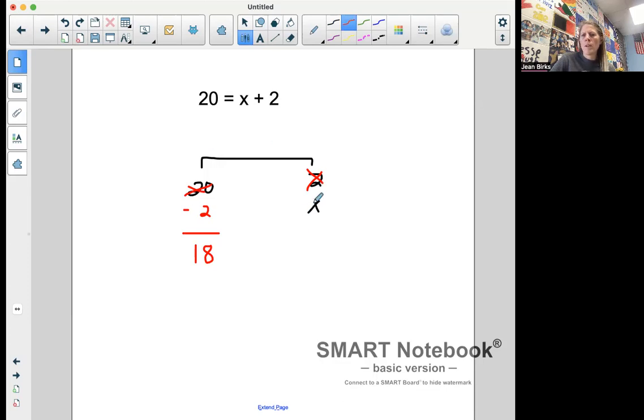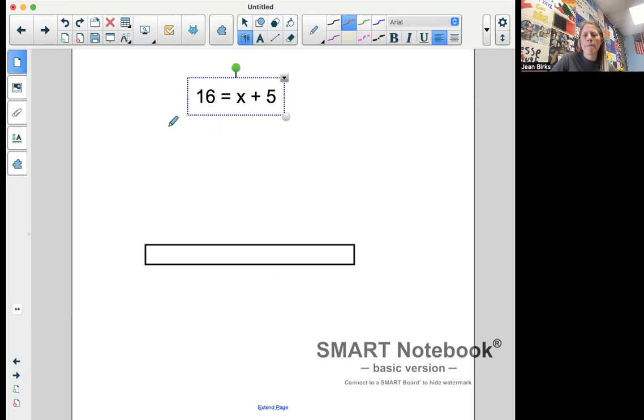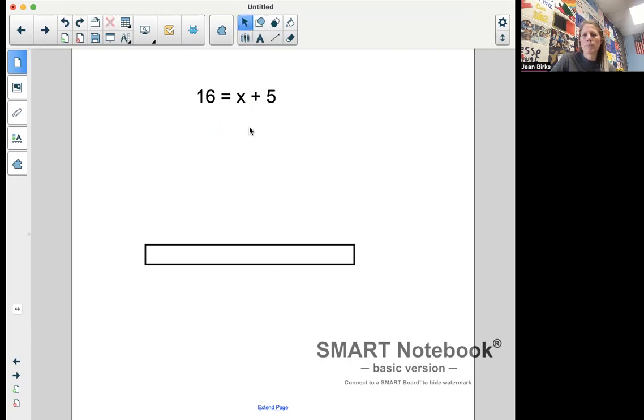So moving away from hangers, I know if I see a +2 on this side, the opposite of that, I'm gonna end up subtracting it anyway. So I can figure out what my X is, and that's how I got 18. So if I was thinking about this one, I know that one side weighs 16. And my other side is this altogether. So if I take 5 off of here and I take 5 off of here, I still have 11 pounds over there. My answer is 11.